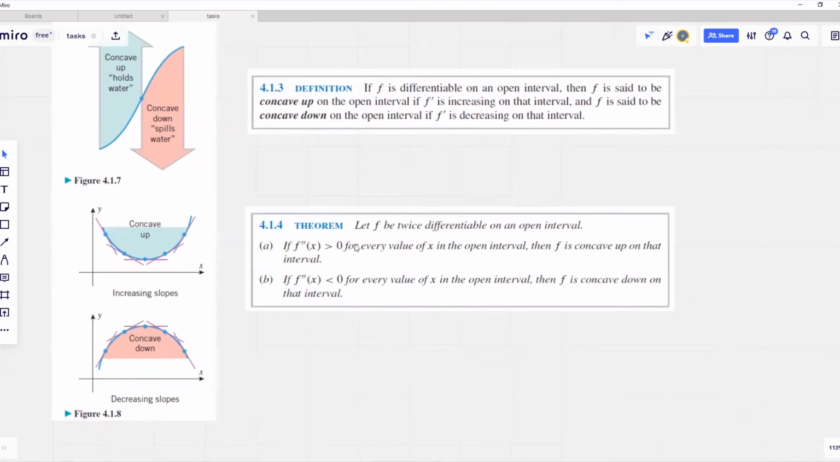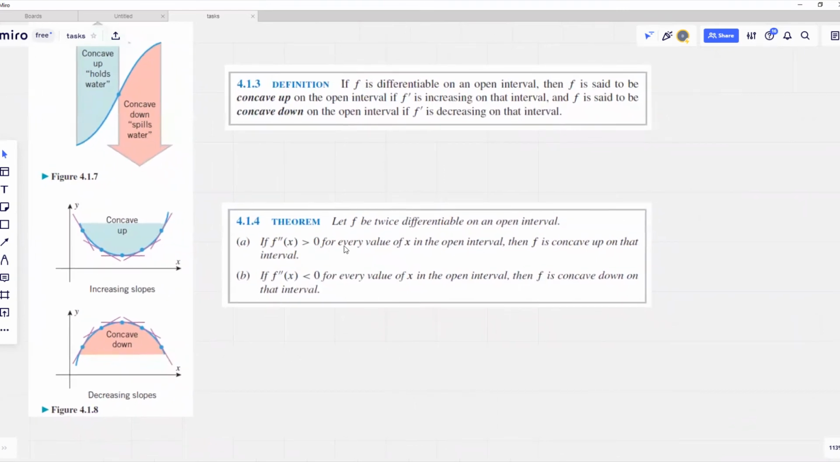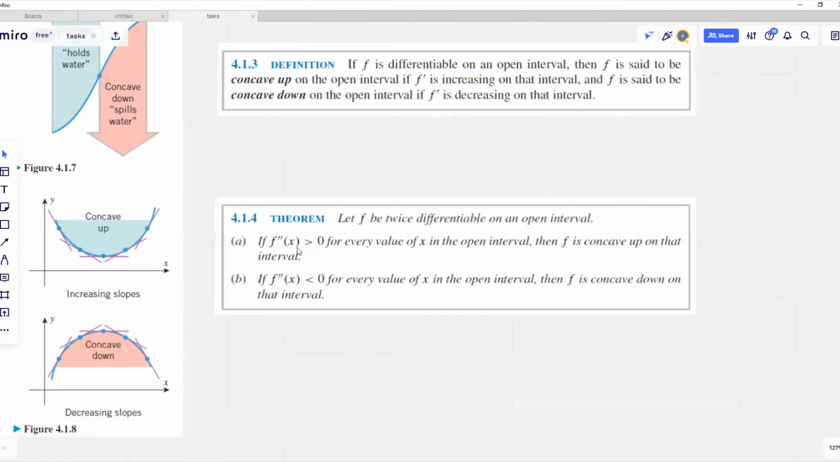So this theorem summarizes the following finding. Let function f be twice differentiable on an open interval. If second derivative of x is positive for every value of x in the open interval, then f is concave up on that interval. And if second derivative is negative for every value of x in the open interval, then f is concave down on that interval.